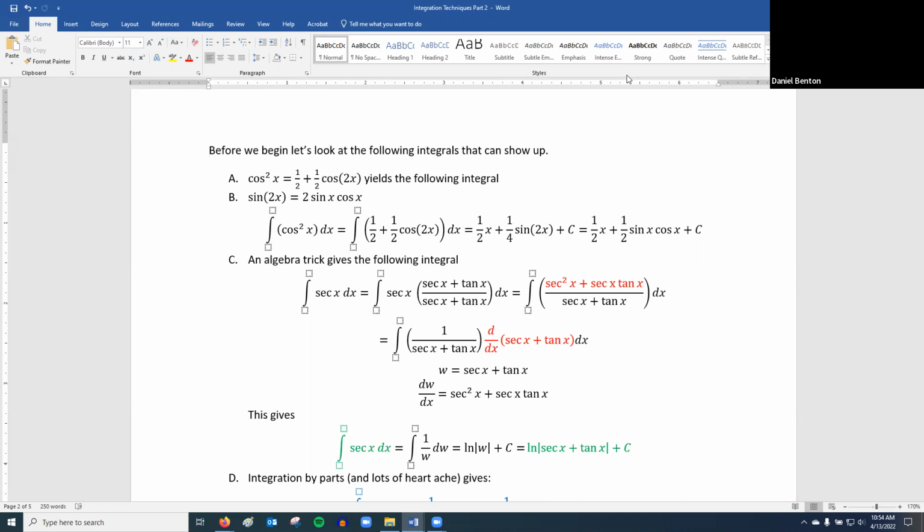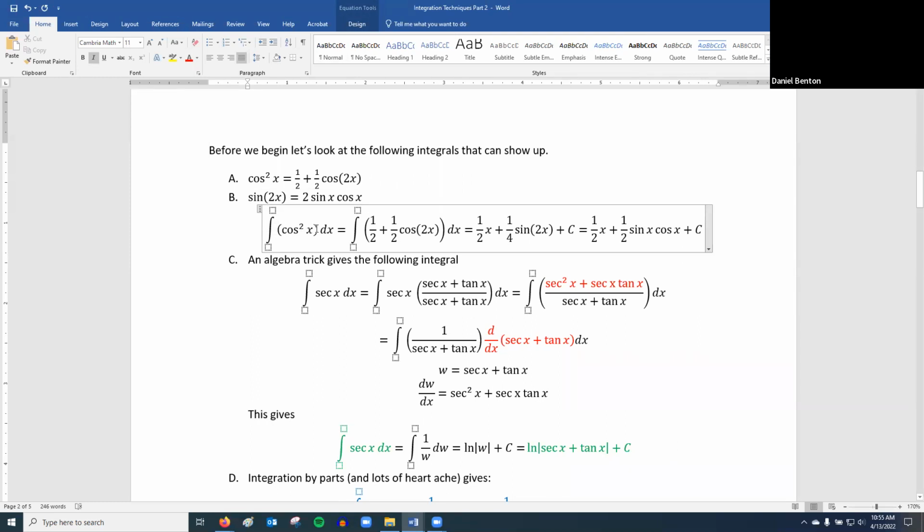Now let's look at some identities that are really helpful in doing these types of problems. The first one is cosine squared equals 1/2 plus 1/2 cosine 2x, right? The second one is sine 2x equals 2 sine x cosine x, right? And this is really useful in doing this integral right here.